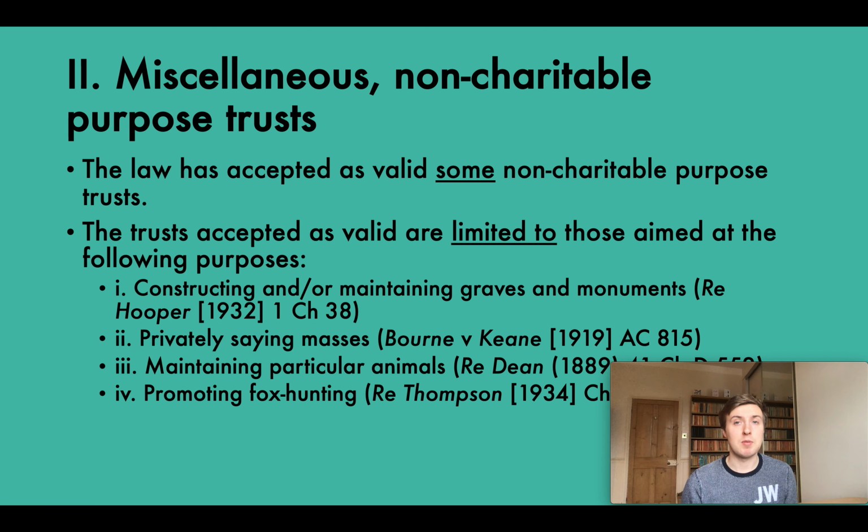We've also got maintaining particular animals, from Re Dean in 1889. So a trust for maintaining animals in general tends to be charitable, but a trust for maintaining particular animals is not charitable because of a lack of public benefit. Nevertheless, this type of trust can be legally valid as a non-charitable purpose trust. And then also promoting fox hunting, from Re Thompson in 1934. So this is presumably defunct now because most forms of fox hunting are now illegal. And there are some potential other cases too, for example, trusts for the benefit of unincorporated associations.